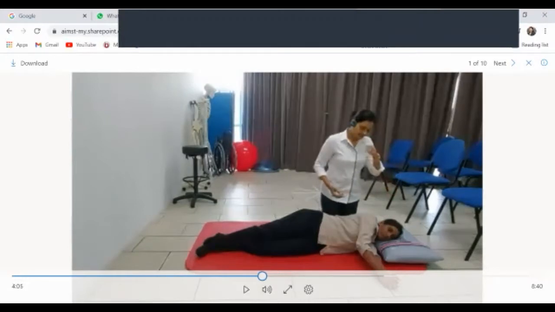Normally, for a neurological patient, they may not be able to lie down in this position for a long time. You need to keep a pillow or some other support behind so that she's not rolling back. Since this is a normal person, she is able to maintain this position.